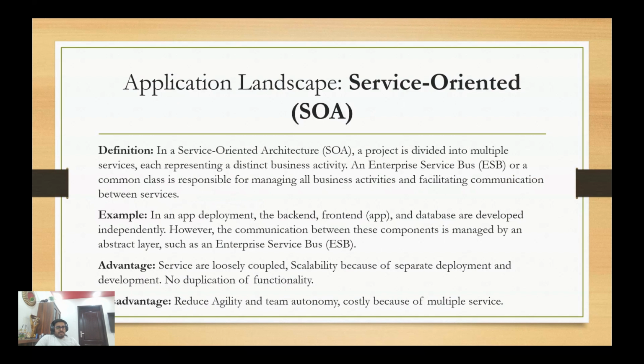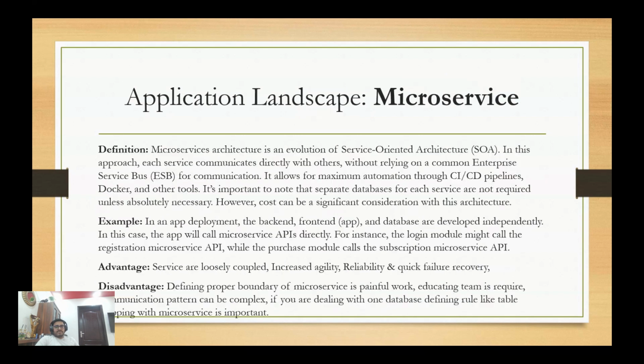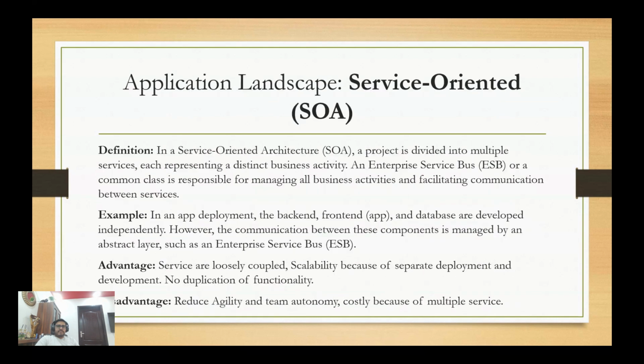But the limitation is there is one ESB, a common layer, which interacts with your service layer. So there is one common place. A simple example: let's say from the front end you are calling one API, buy subscription. This request will go to your ESB. Your ESB will call multiple services. For example, it will call your email service, it will call your SMS service, and then it will give you a result.